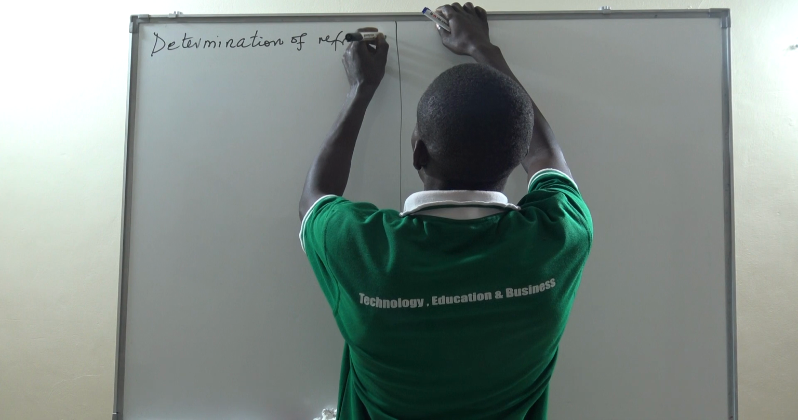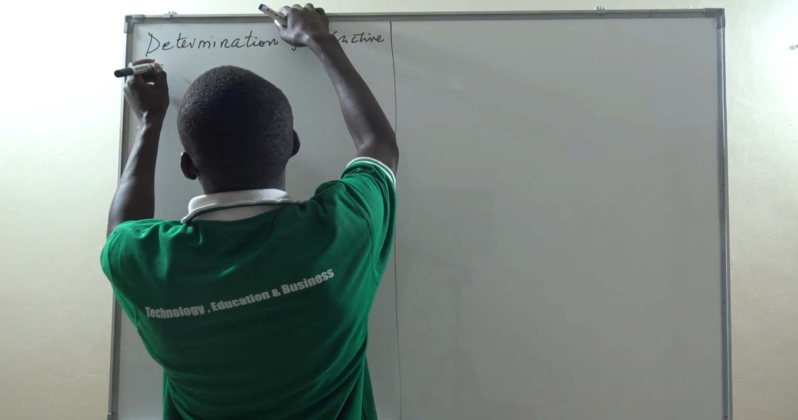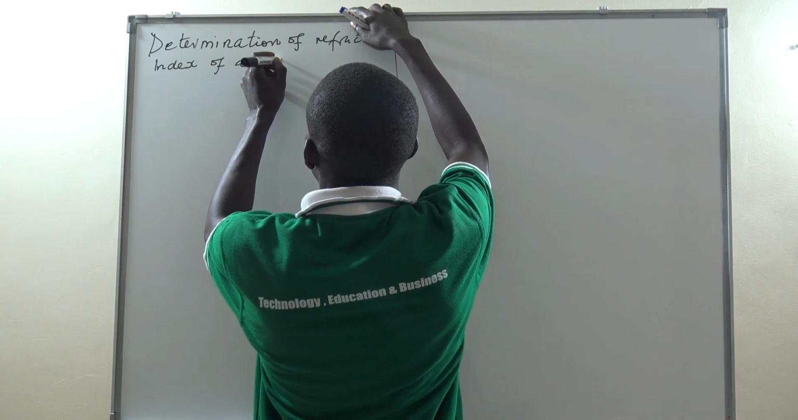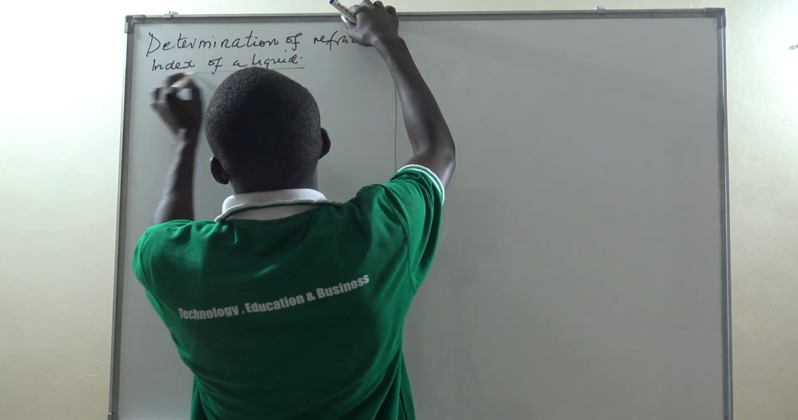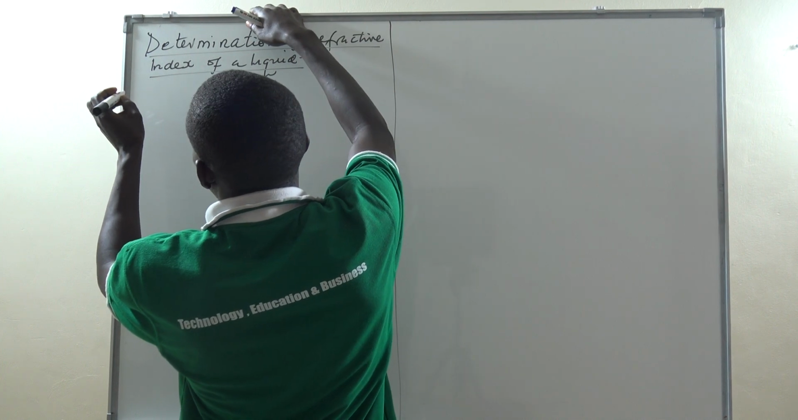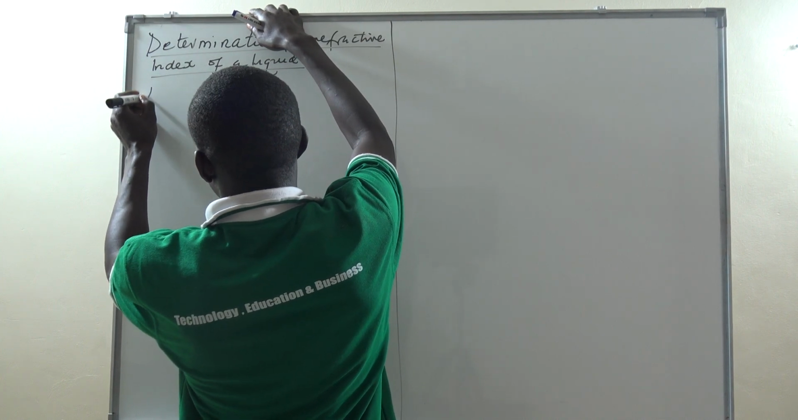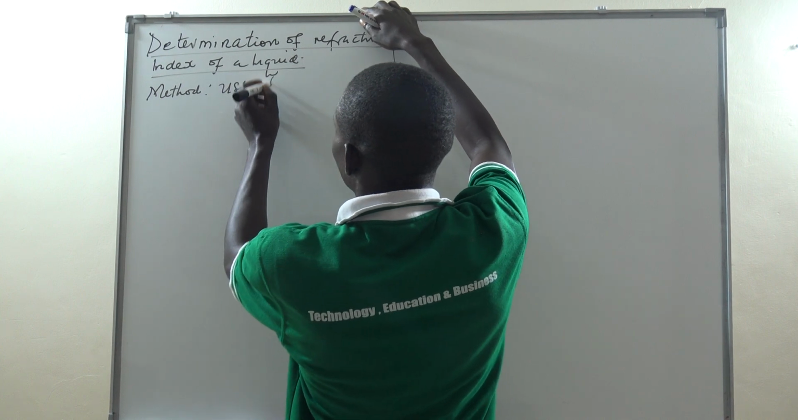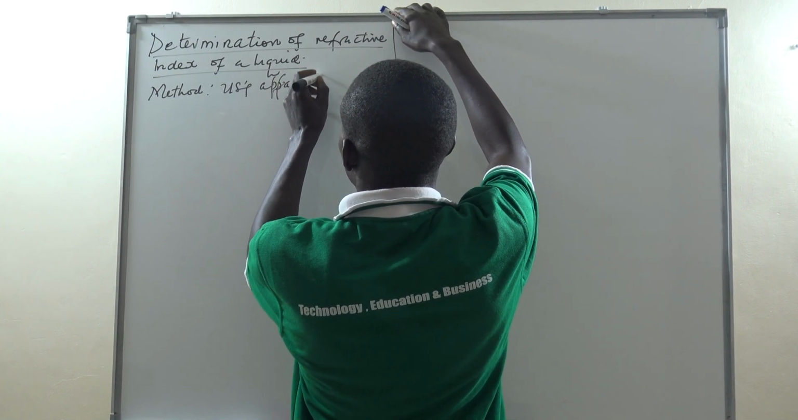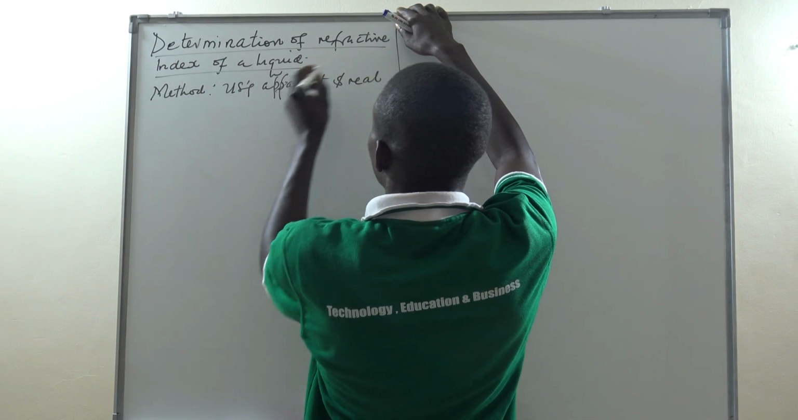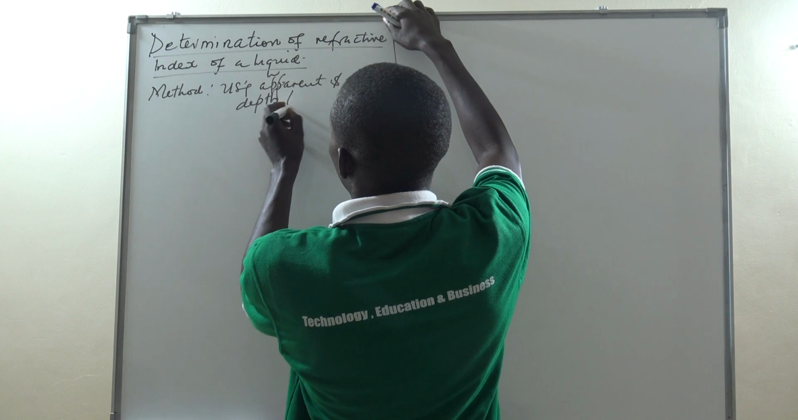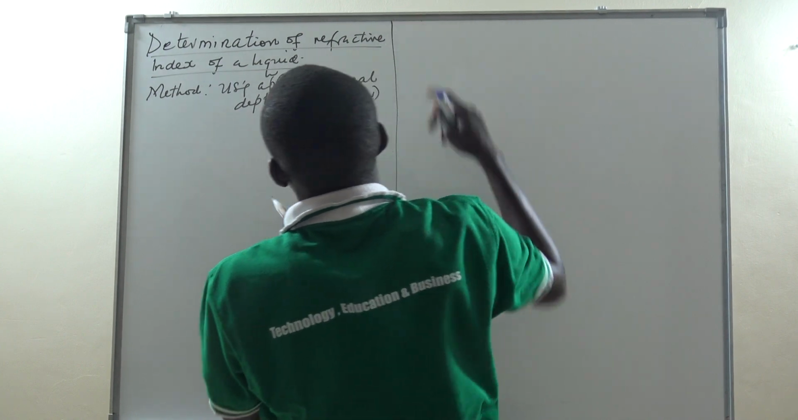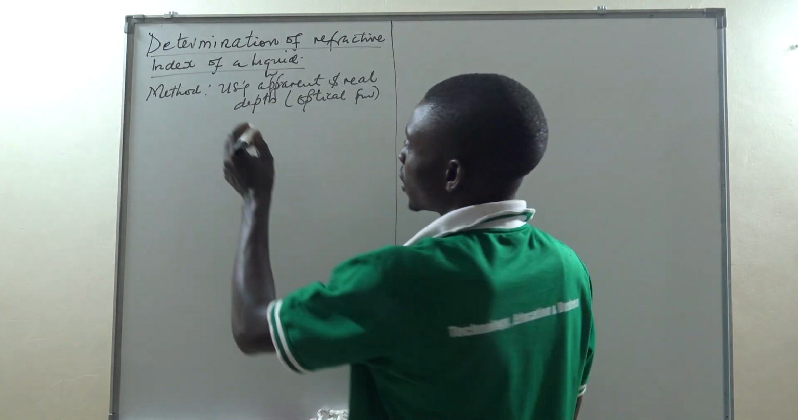So I would beg we proceed with another method, that is determination of refractive index of a liquid. And now the method 2 is using apparent and real depths, in bracket optical pin, isn't it? So this is method 2.